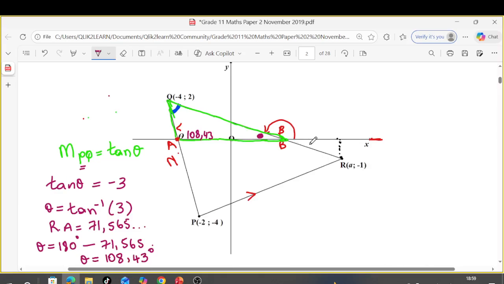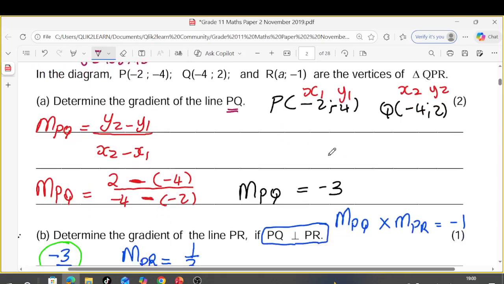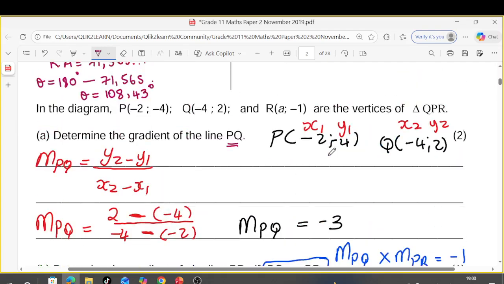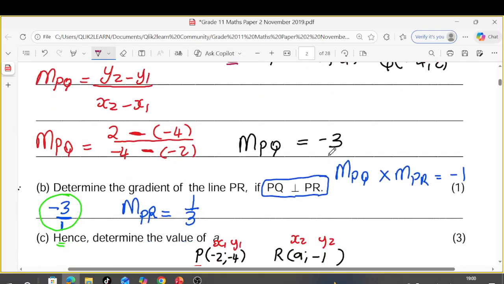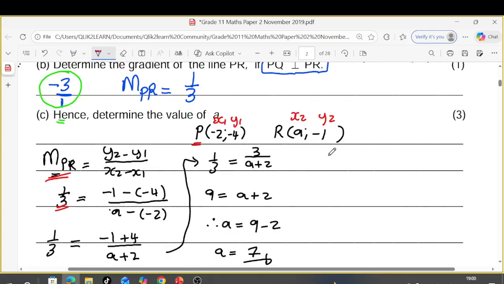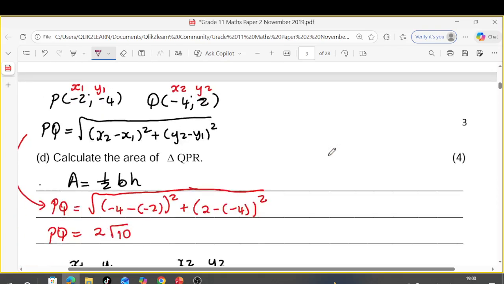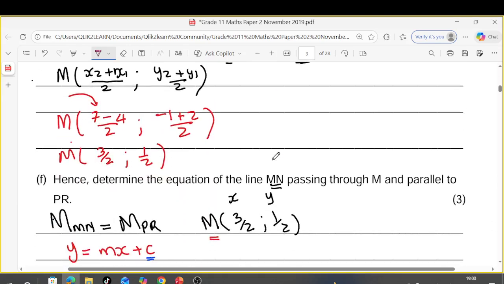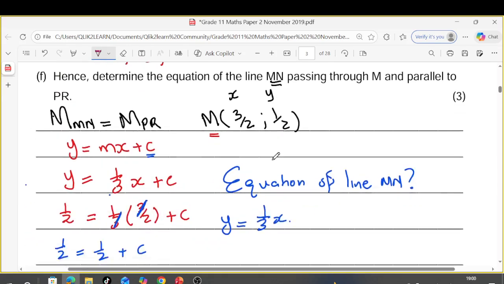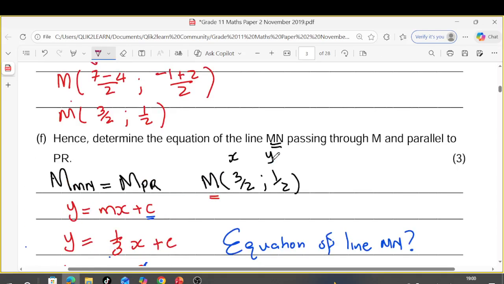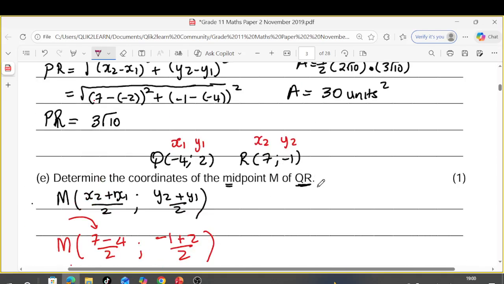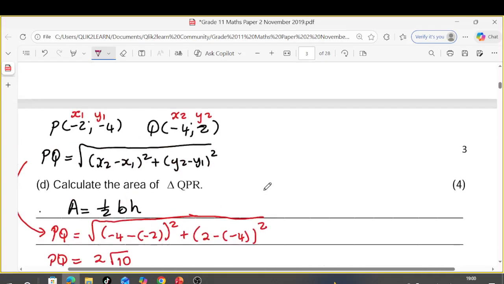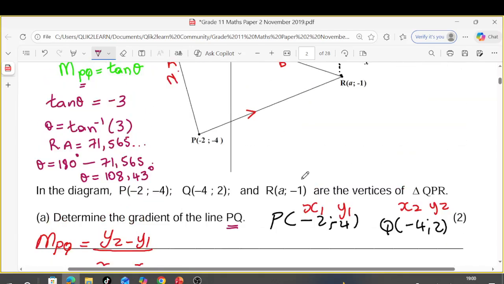So to find beta, which is an angle of inclination, we need to use the gradient of QR. So we're going to review our answers and check if we have the gradient of QR. Do you have the gradient of QR? Please give us the gradient of QR. We don't have it. Then, oh, the midpoint QR. We don't have the gradient of QR, and this is 5 marks.